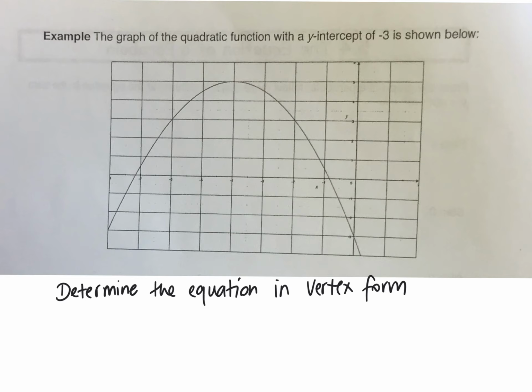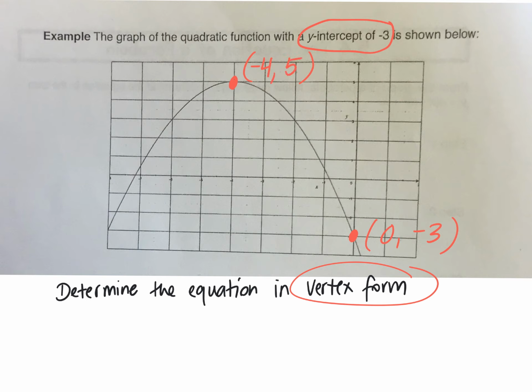So we are told that this graph has a y-intercept of -3, and you can look at the graph and see that the parabola hits the y-axis at (0, -3). We are trying to determine the equation in vertex form, right? Can you look at the graph and figure out where the vertex is located? Where is it? What is the coordinate of the vertex?